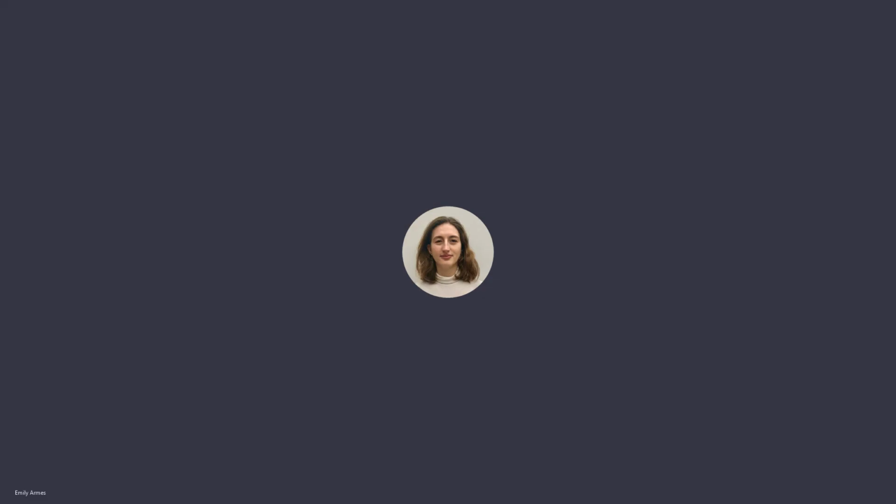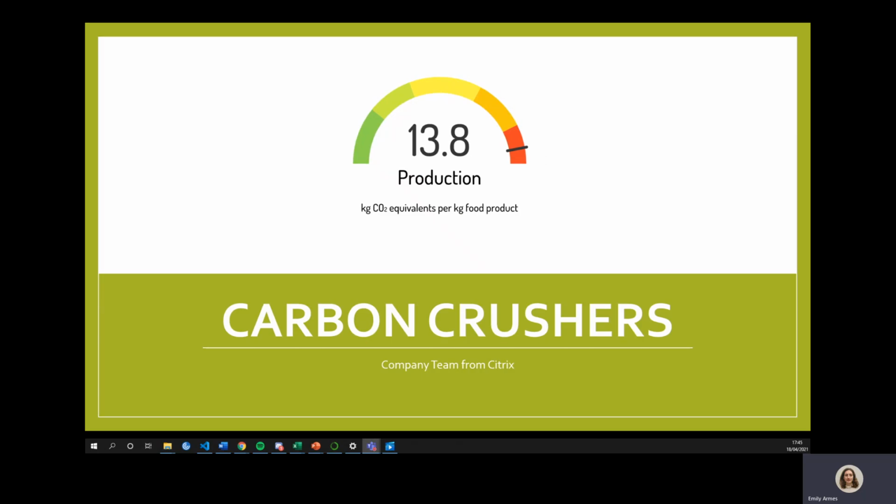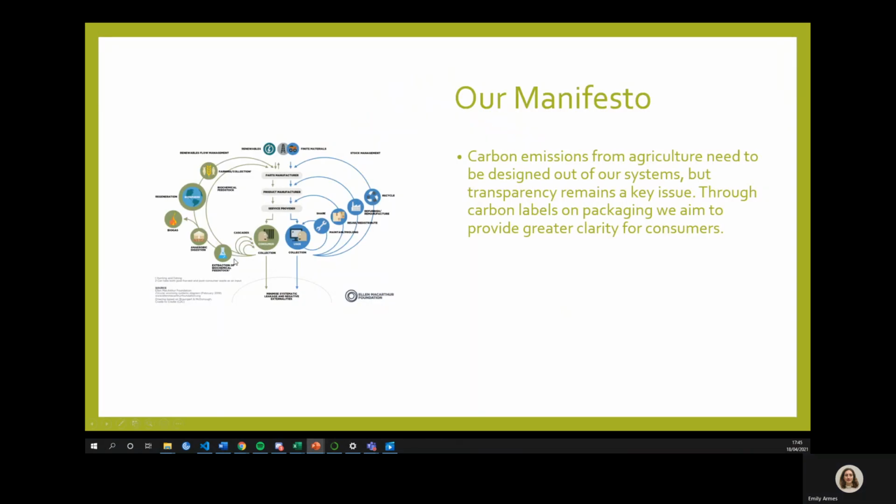From Carbon Crushers, a company team from Citrix. Our manifesto is that carbon emissions from agriculture need to be designed out of our systems, but transparency remains a key issue. Through carbon labels on packaging, we aim to provide greater clarity for customers.